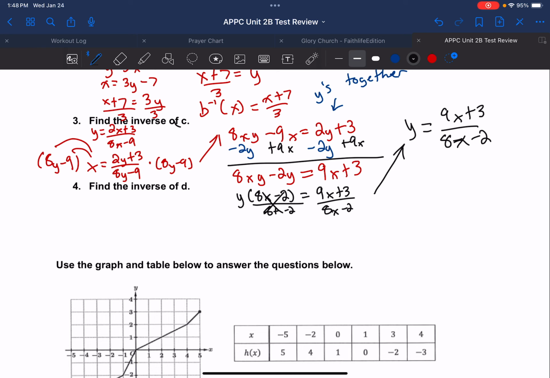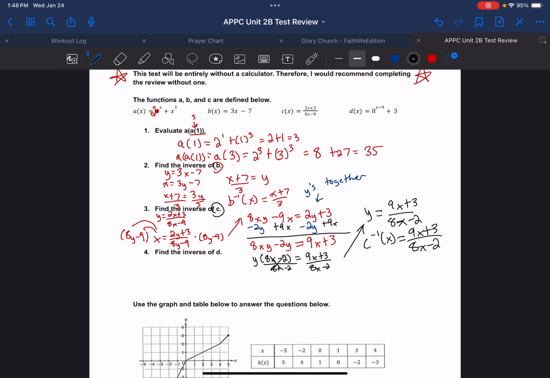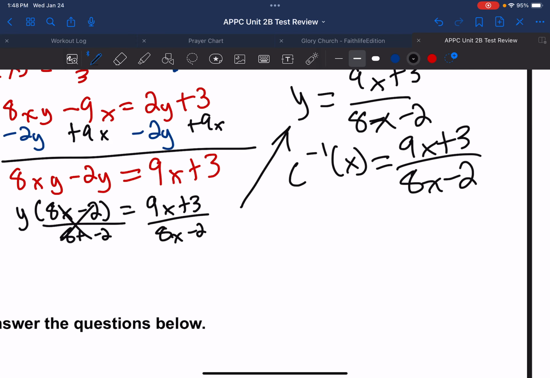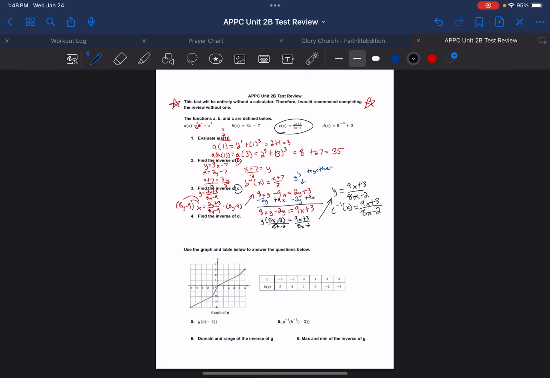And I can rewrite it. I'm doing the inverse of c here. So I'm going to write it as c to the negative 1 of x equals 9x plus 3 over 8x minus 2. So when I look at this, one helpful thing is because here I'm starting with a fraction with the variable in the numerator and the denominator. I've got x in the numerator, x in the denominator. My answer should have the same thing here: x in the numerator, x in the denominator. Let me erase that. We'll move on.